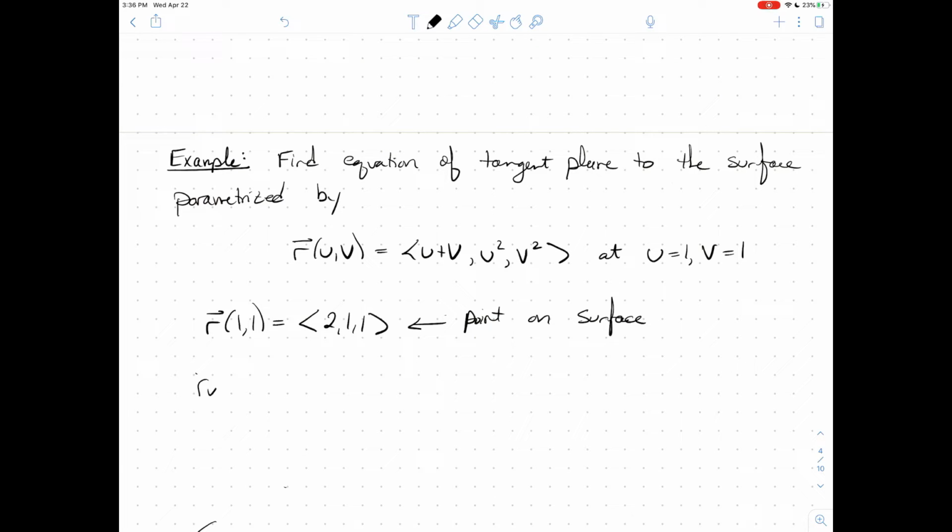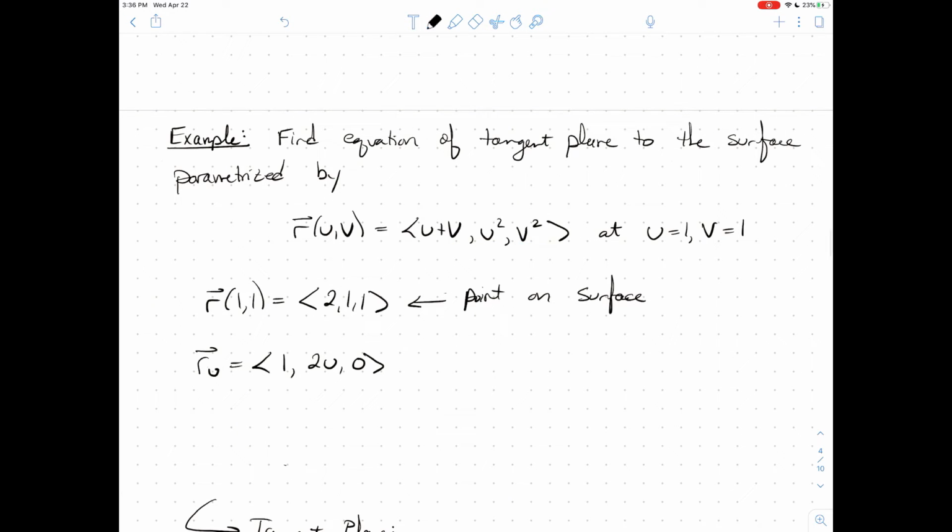Now I need to compute R partial U. We have to be careful for the notation. R partial U is going to be 1, 2U, and 0. I'm just taking the partial derivative with respect to U of each component. I get R partial V is again 1, 0, and 2V.